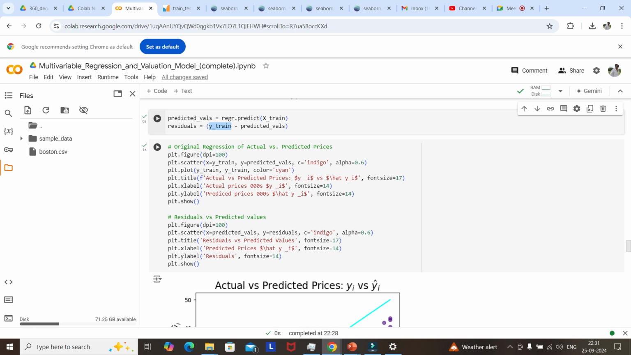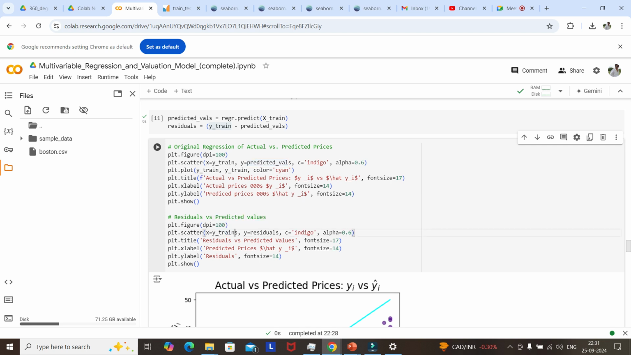So for example, if we plot it again, okay, let me just change this one and see how it behaves. Okay, so we try now. Let's plot actual versus residuals.